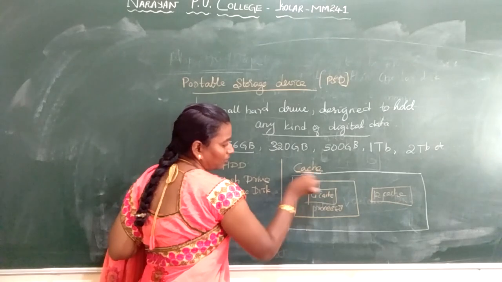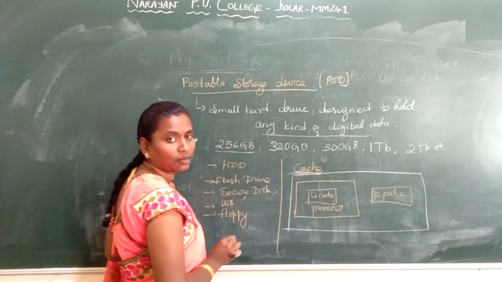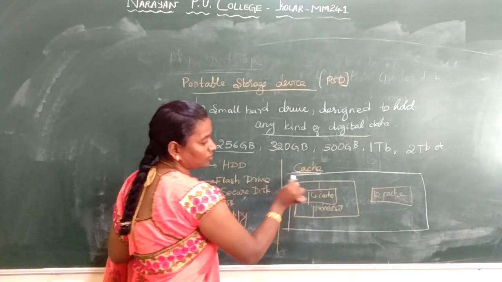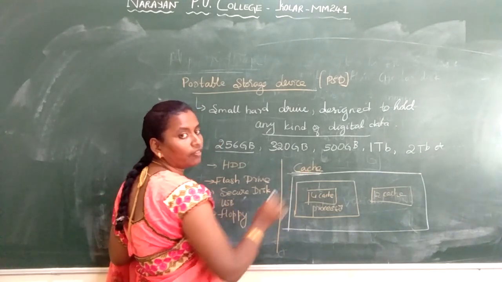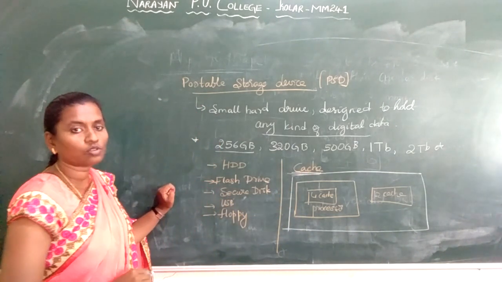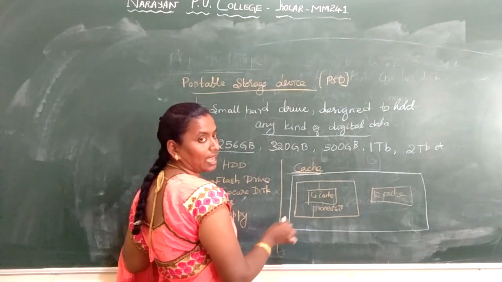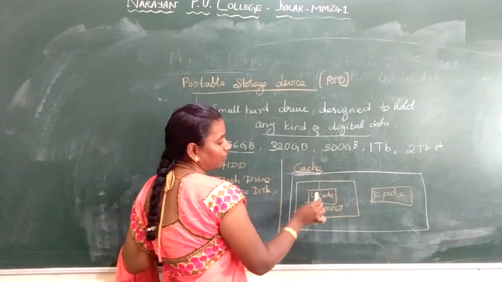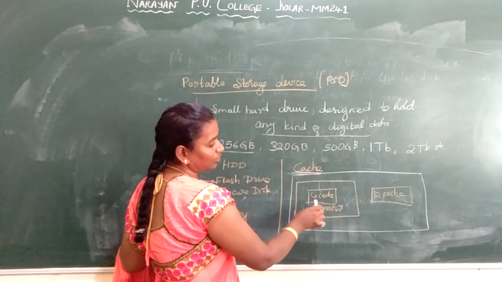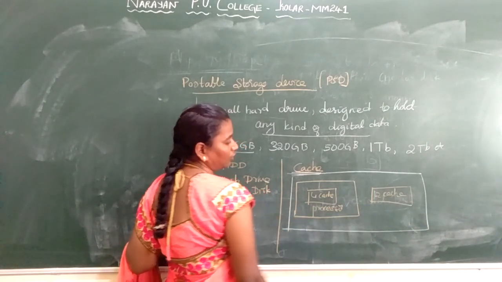After portable storage devices, we have the high speed memory, which we call cache memory. Cache memory is a high speed memory and it is very expensive. We have two to three levels of cache memory. We have L1 cache, L2 cache and L3 cache: level 1, level 2 and level 3. Usually we talk about L1 cache and L2 cache.